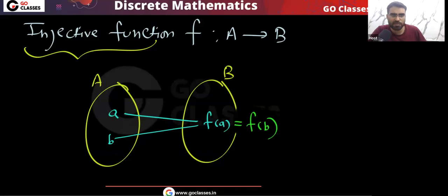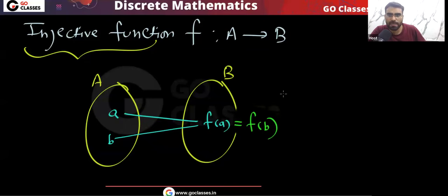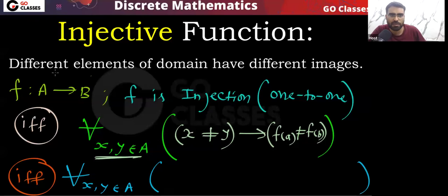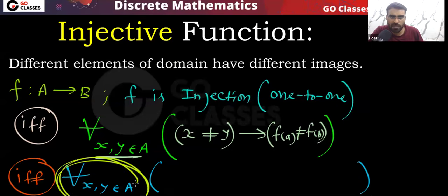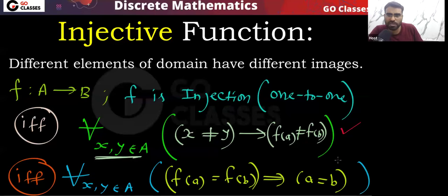See, different elements must have different images. If these two elements have the same image, then these two elements are also the same. Then a is equal to b. Very simple, so this is the definition. Remember, injective function means different elements of the domain have different images. So for all elements of the domain, if a, b have the same image, then they are also the same. You can use this definition or that definition, both are fine. Is this clear?